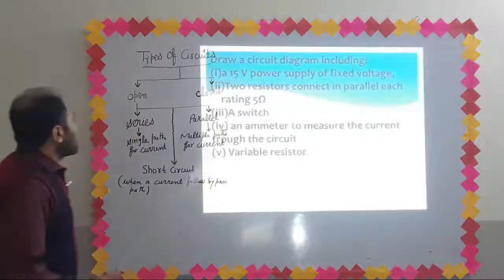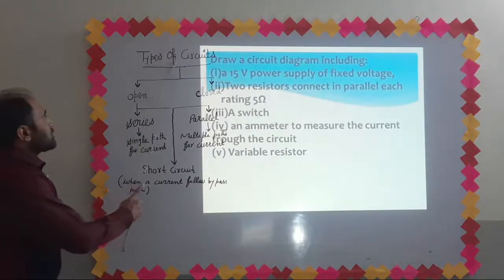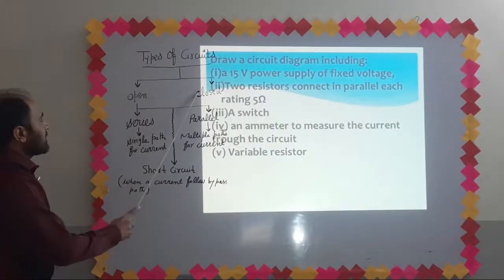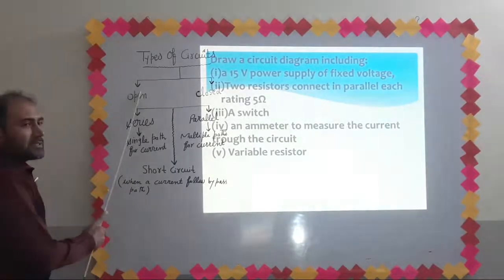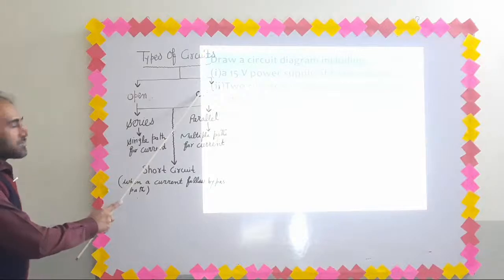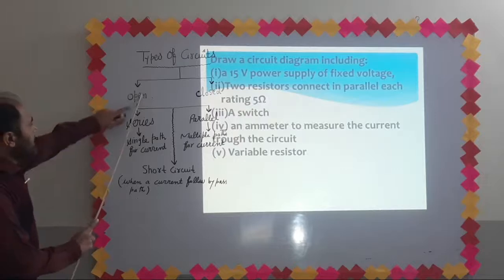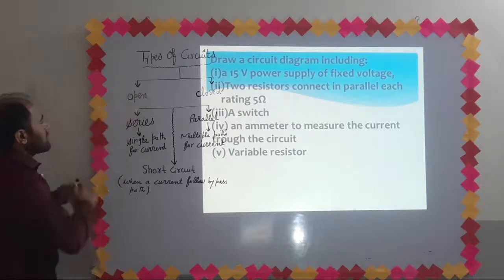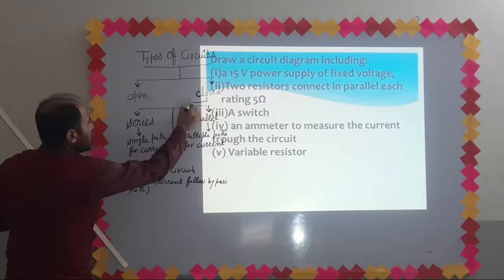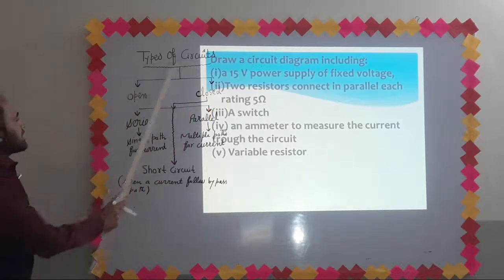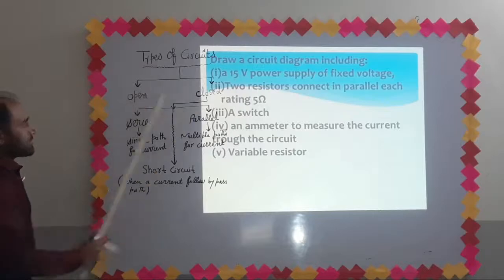Well, students, we are going to discuss types of circuits. There are two types of circuits basically. One is open circuit and another is closed circuit. In an open circuit the current will not pass, while in a closed circuit the current will pass. So, types of circuits: open circuit, closed circuit.